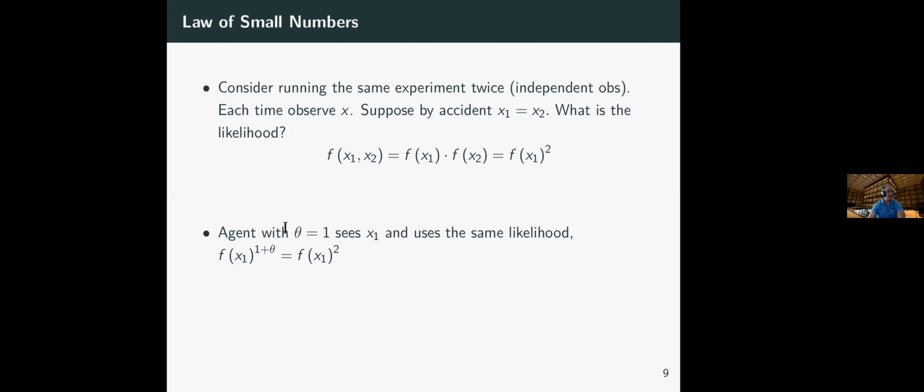Think of exaggerated likelihoods. An agent who has a theta equal to 1, after he sees just x1, is going to use the likelihood, but he's going to raise it to the 1 plus theta power, which is f of x1 squared. So this is the law of small numbers. He sees one observation. He treats it as if he ran the same experiment twice and accidentally got the same outcome. So you can see this embodies exactly the law of small numbers. I had one observation. I'm going to learn as if it were two observations that happen to have the same value.